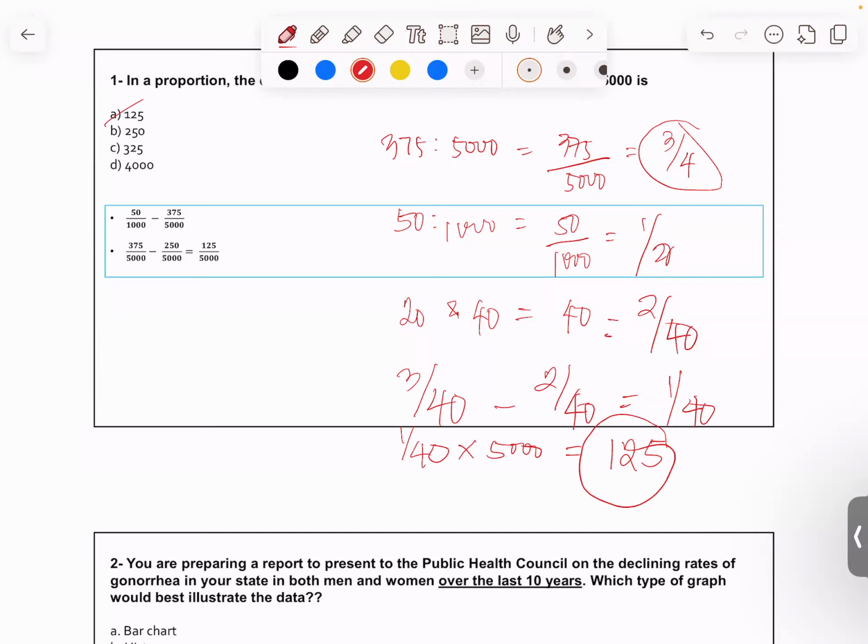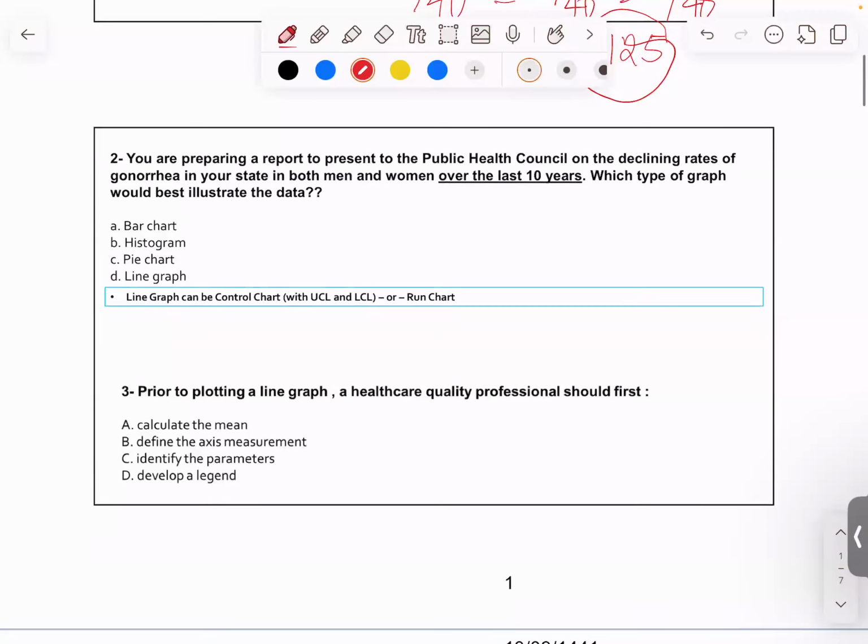Okay, next will be number 2. You are preparing a report to present to the Public Health Council on the declining rates of gonorrhea in your state in both men and women over the last 10 years. Which type of graph would best illustrate the data? A, bar chart, B, histogram, C, pie chart, D, line graph. So choose the right graph for the data over time.